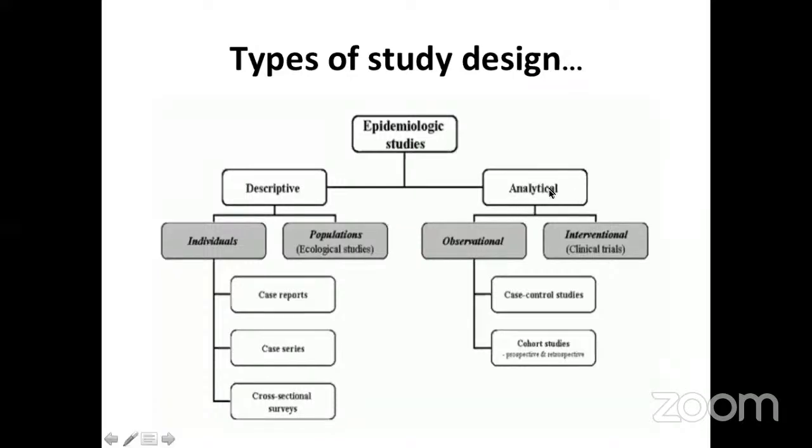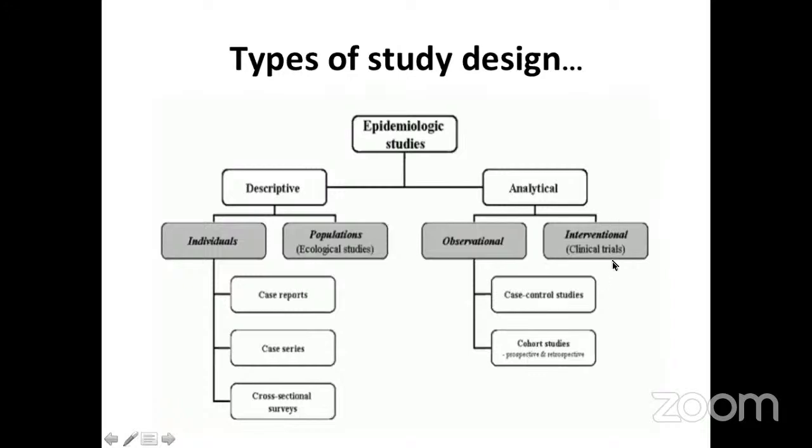On the other hand, the analytical studies again can be observational, where you observe a set of people with a risk factor or without a risk factor and see what happens to them, or you observe a set of people who had a certain outcome and go back to see what resulted in that particular outcome. So these are case control and cohort studies, already described by Balbhaskar sir.